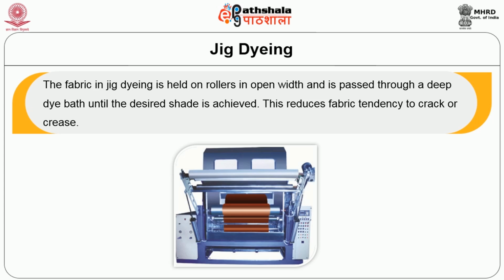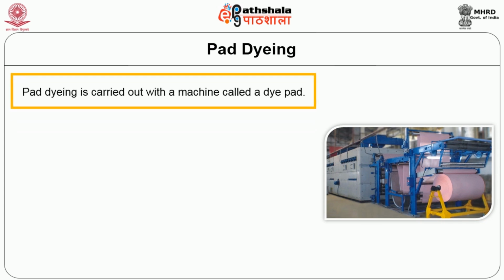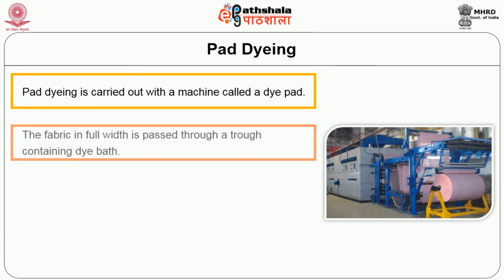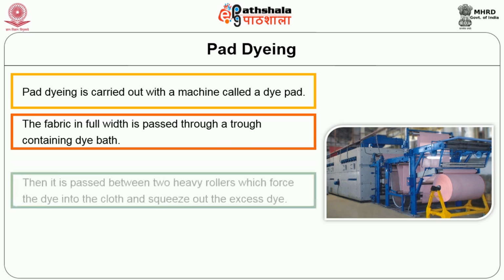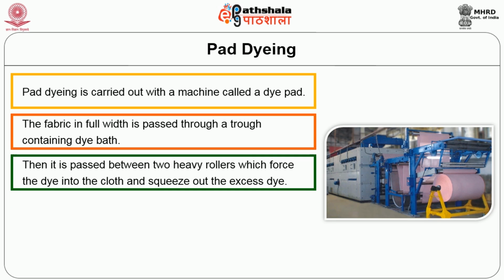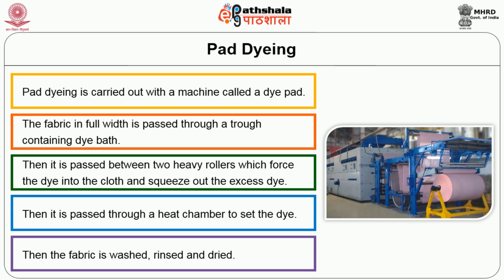Pad dyeing. Pad dyeing is carried out with a machine called a dye pad. The fabric in full width is passed through a trough containing dye bath and then it is passed between two heavy rollers which forces the dye into the cloth and squeezes out the excess dye. Then it is passed through a heat chamber to set the dye. Then the fabric is washed, rinsed and dried.